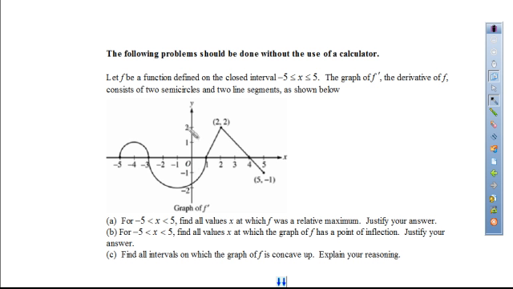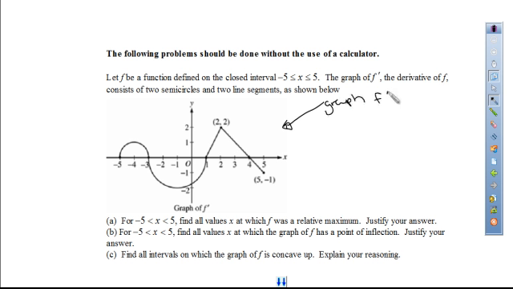The next problem says, let f be the function defined on the closed interval from -5 to 5. The graph of the derivative consists of two semicircles and two lines as shown below. So we are given the graph of the derivative.